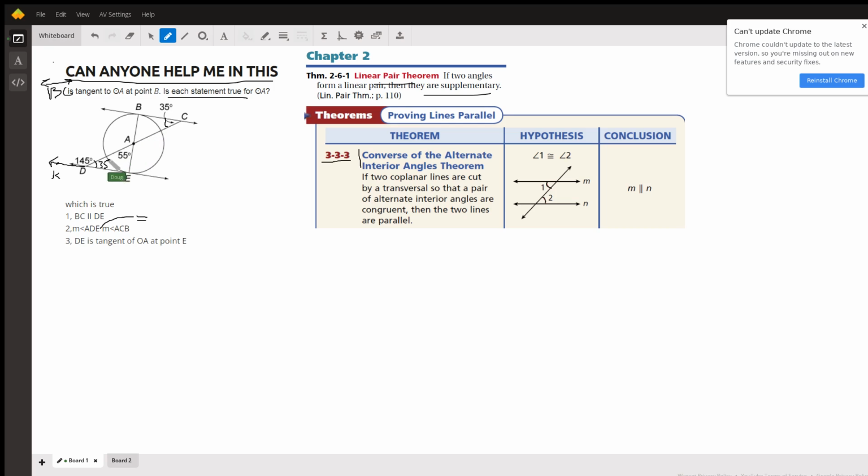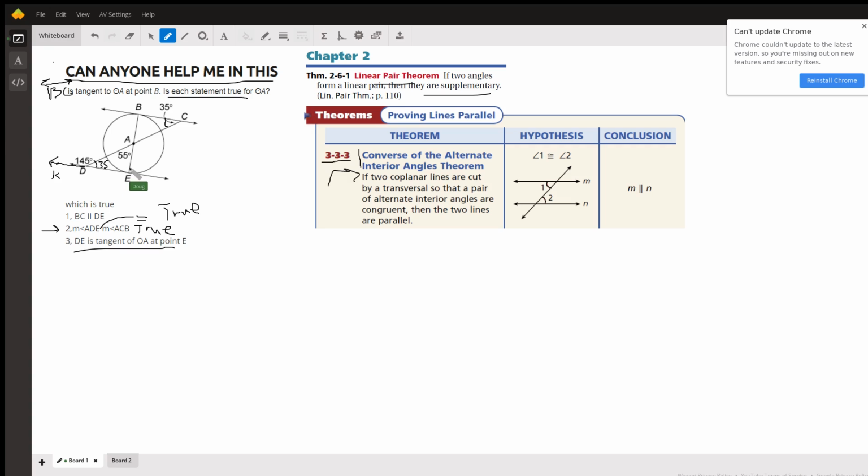So there's the measures of those two angles, which says that this statement is true, assuming there's an equal sign here, which was left out. And therefore, if those angles are congruent, BC is parallel to DE by this theorem. So this one's true. Now, what about this: DE is tangent to circle A at point E?